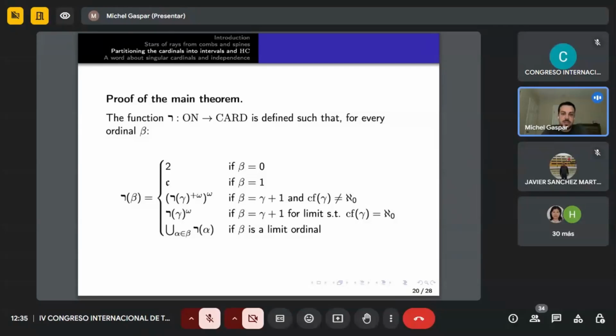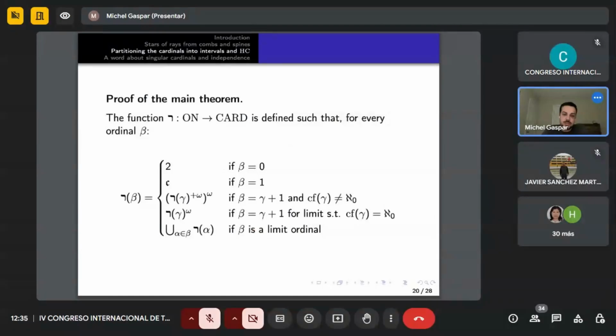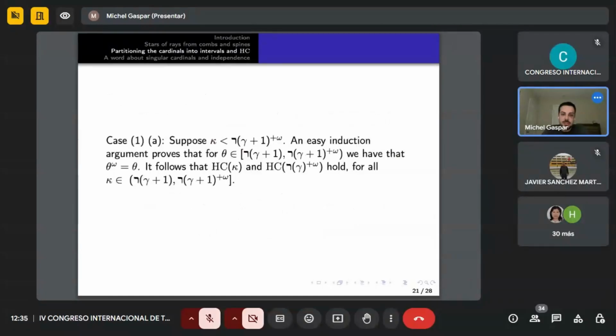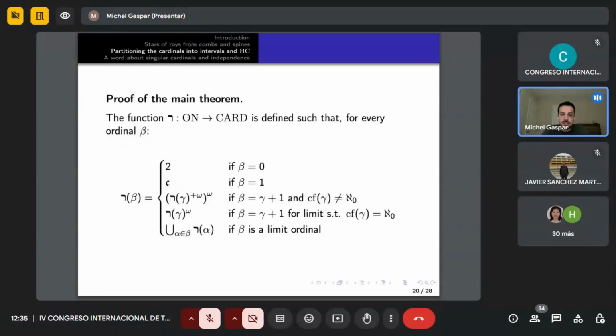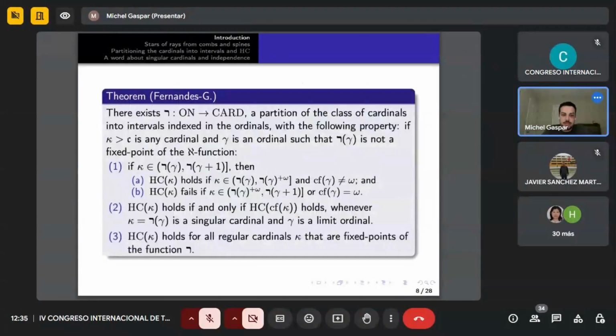So that's the function. Okay, so we have some situations here. Let me just go back to the statement of the main theorem here. Okay, so we have the first half of the interval. These will hold in certain situations, and it will fail in the second half of the interval. So let's see.